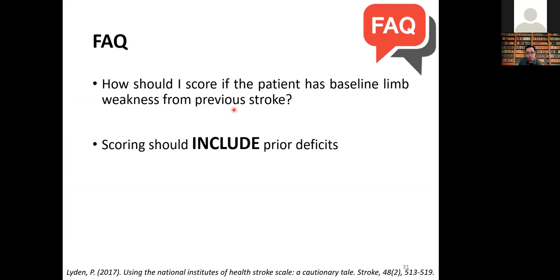Scoring should include prior deficits. Whatever you elicit, you score it.